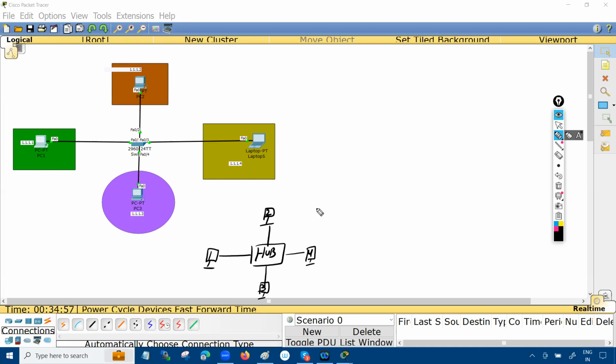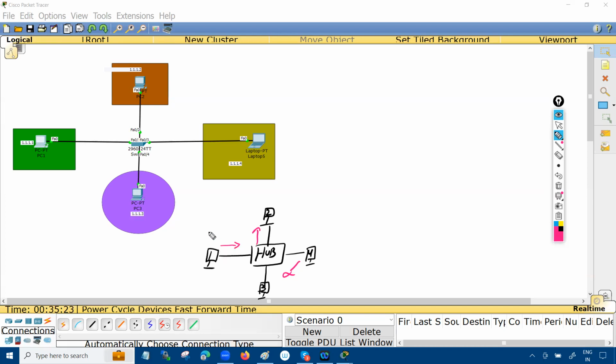Guys, pay attention right now. I'll try to show you the difference between the hub and the switch using PC1 and PC2. In the case of a hub, if the traffic is going from PC1 to PC2, PC4 cannot communicate with PC3 at the same time. No communication will happen.